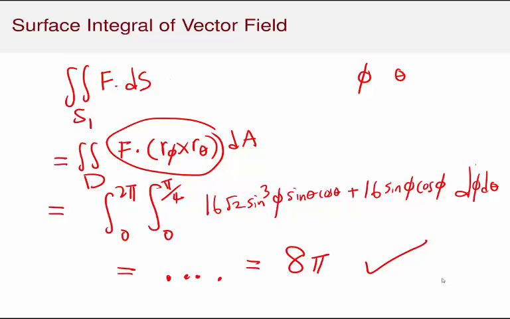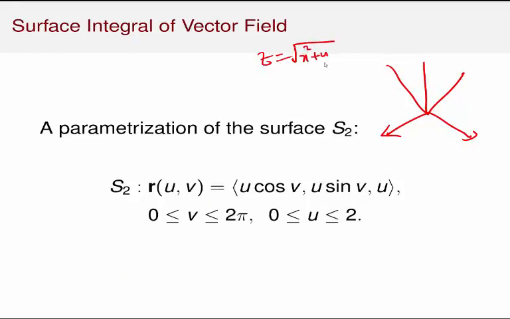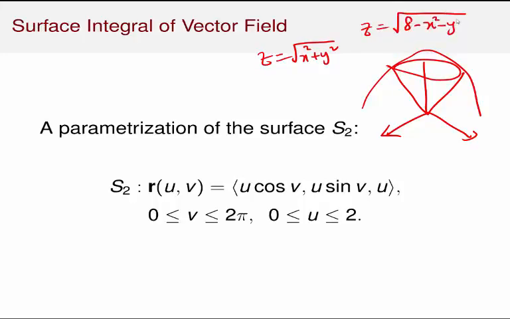Let us now move on to the surface S2. This time we have the surface which is part of the cone, given by z equals square root of x squared plus y squared, lying below the hemisphere, whose equation is z equals square root of 8 minus x squared minus y squared.